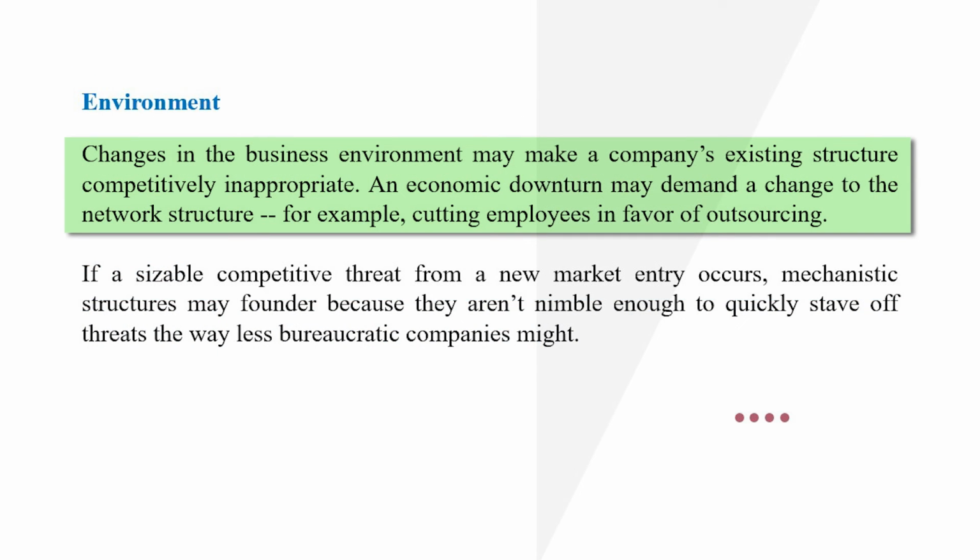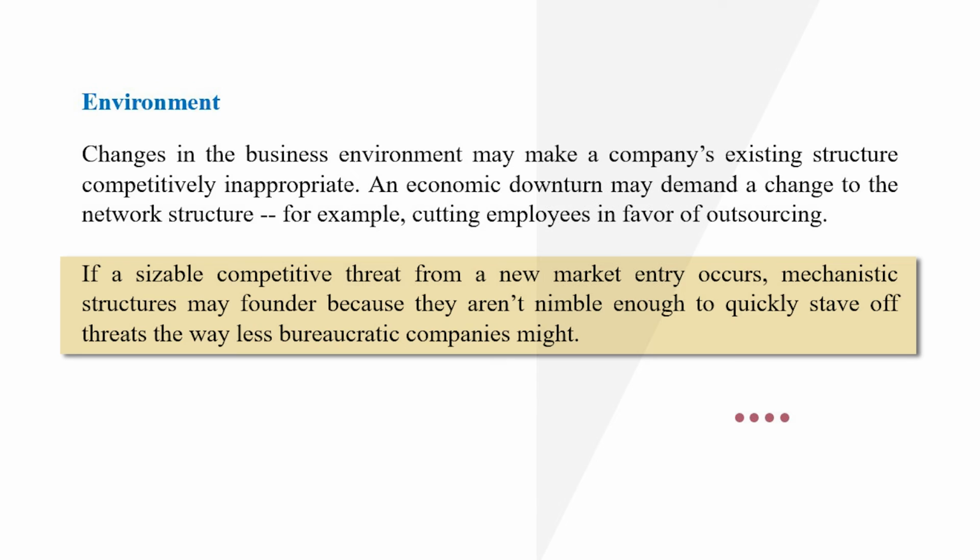4. The environment. Changes in the business environment may make a company's existing structure competitively inappropriate. An economic downturn may demand a change to the network structure, for example, cutting employees in favor of outsourcing. If a sizable competitive threat from a new market entry occurs, mechanistic structures may founder because they aren't nimble enough to quickly stave off threats the way less bureaucratic companies might.